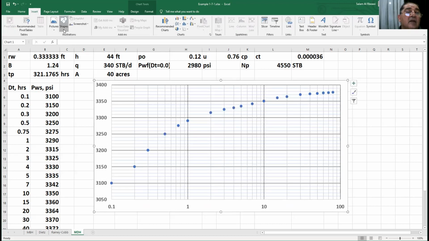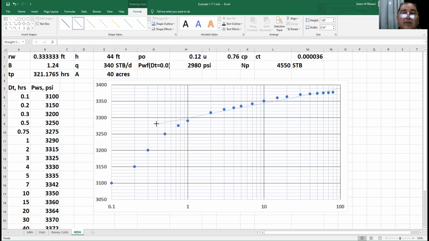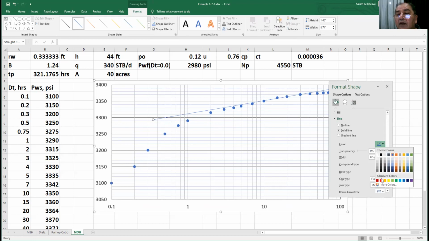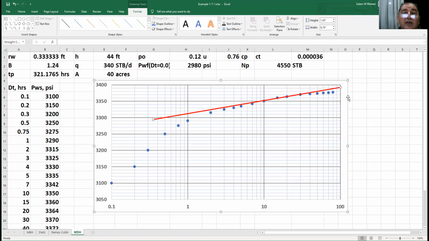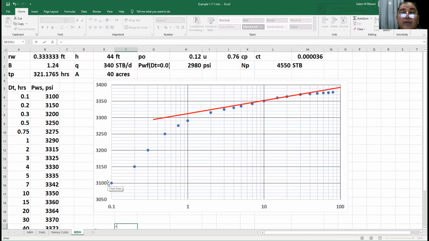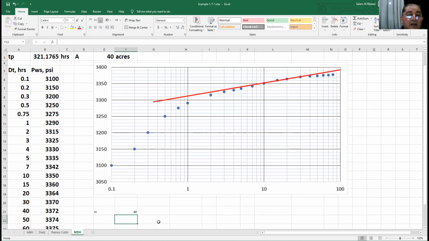Now we are going to work with our slope, to see how much we can read the slope in this case. Make it red. So the slope M in this case: how much is M? M is going to be 3350 minus 3310. This is the slope.